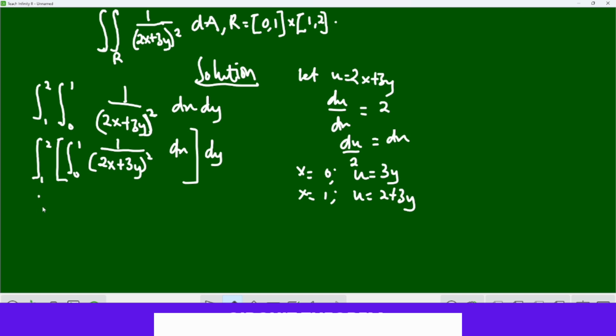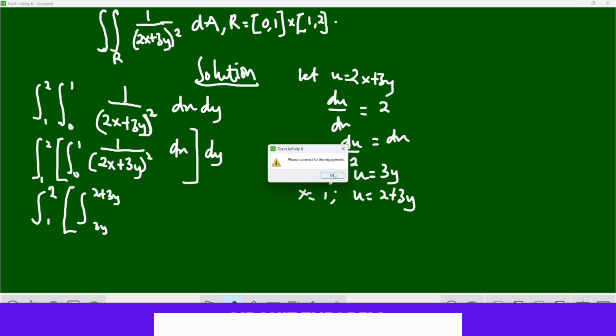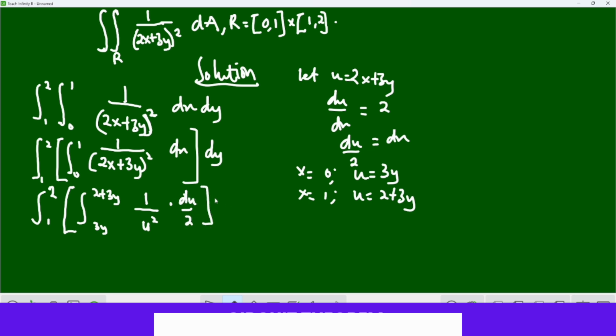Hence, I go again from 1 to 2 of the integral. My lower limit is going to be 3y. My upper limit is 2 plus 3y. All that 1 over u squared. Instead of dx, I'll replace dx with du over 2, all this dy. So this is how it's going to be.